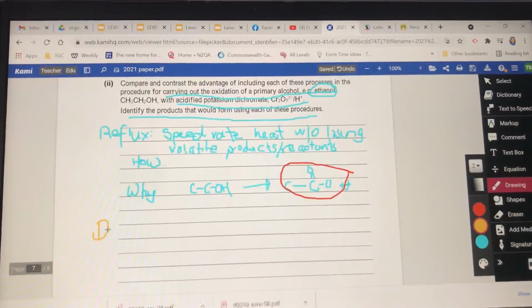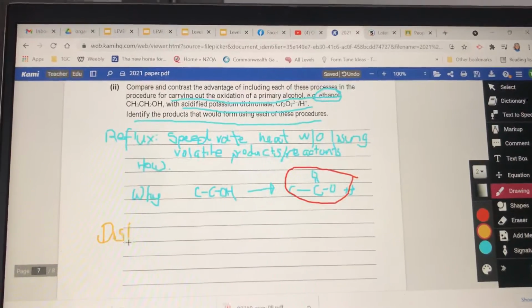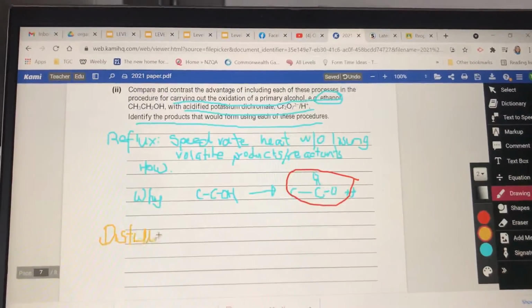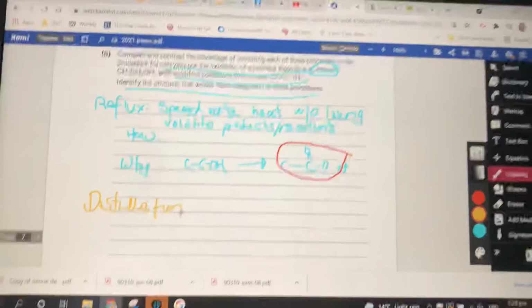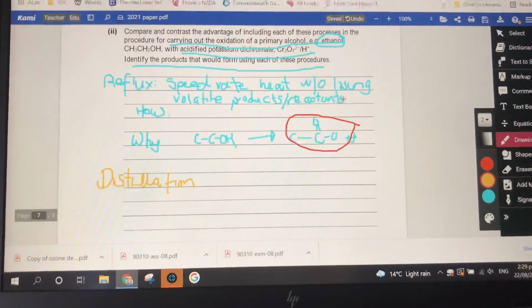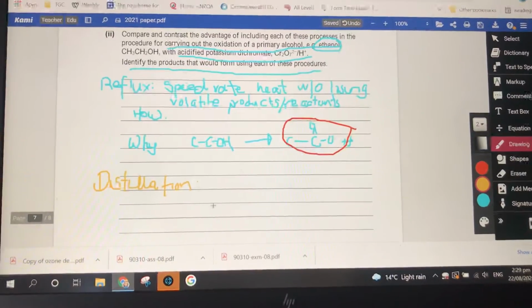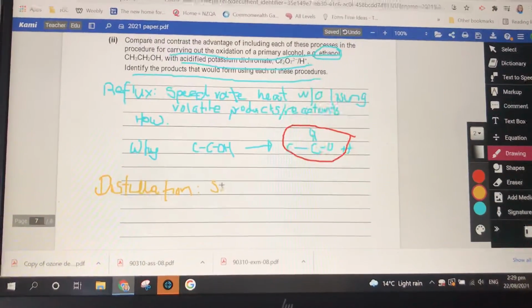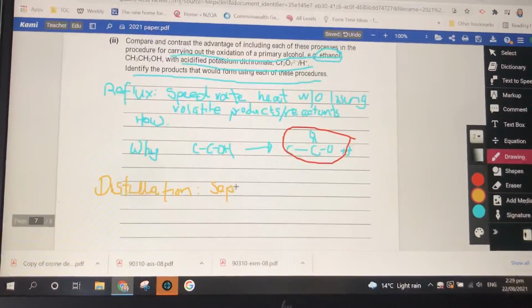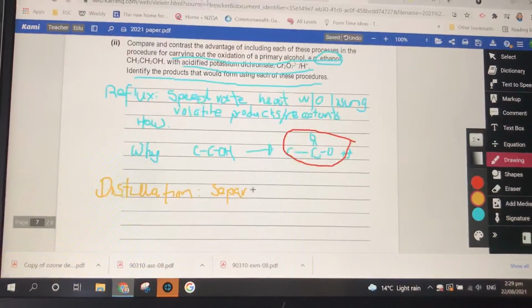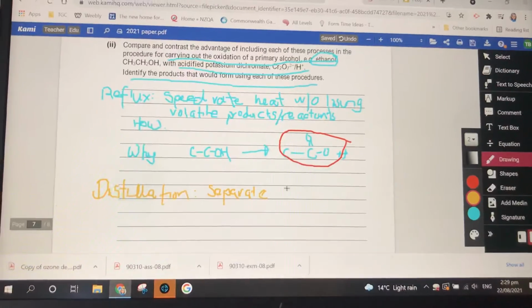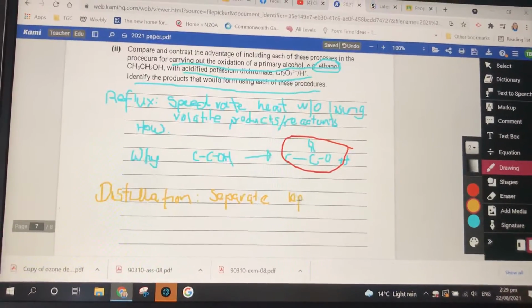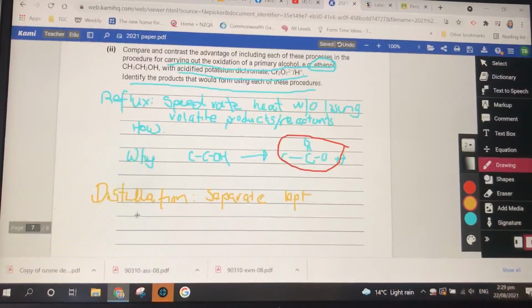So why would we want to use distillation when reflux works so well to make our ethanoic acid? Right, so let's do the same thing here as well. Let's start by saying why we would use it. So distillation is used to separate substances based on their boiling points. And then, I'm just going to put BPT in here, and then we would say how it works.